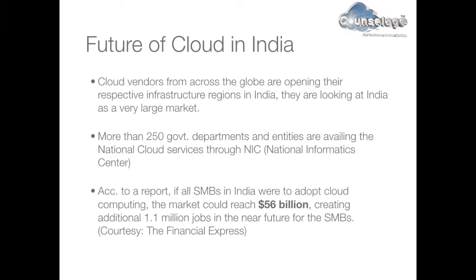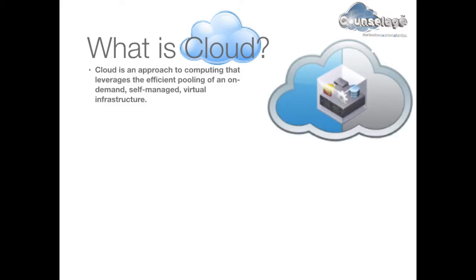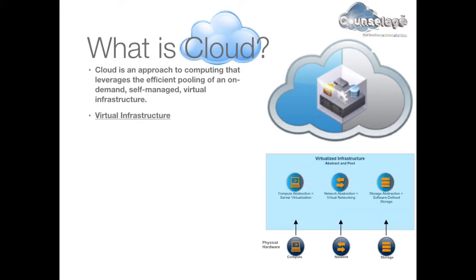So now that we understand why cloud is important and what significance it has, let's understand what this cloud is. Cloud by definition is an approach to computing that leverages the efficient pooling of on-demand, self-service virtual infrastructure. So, what is this virtual infrastructure? If you look at the figure, you will see that it comprises two layers. The one at the bottom is the physical layer, and on top of that is something called the abstraction layer.